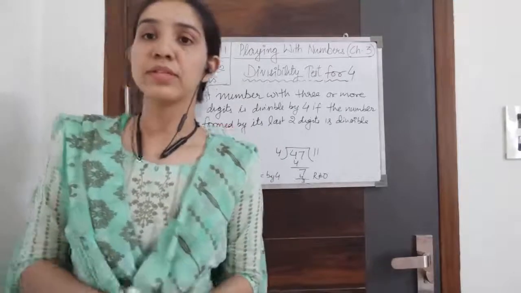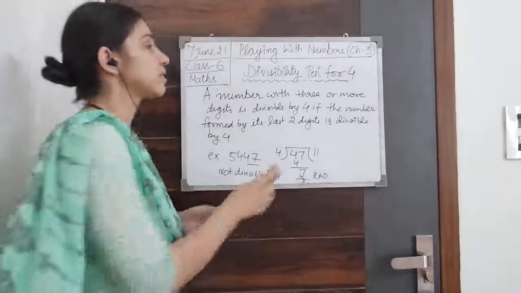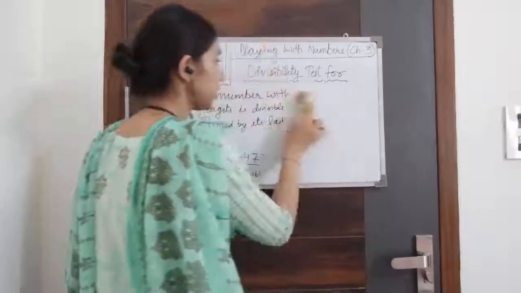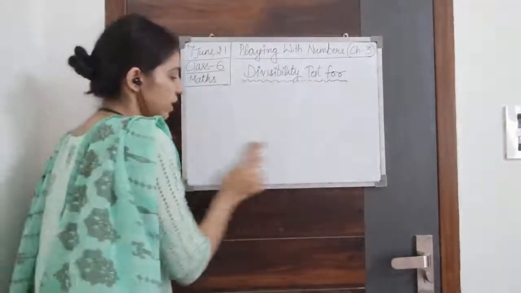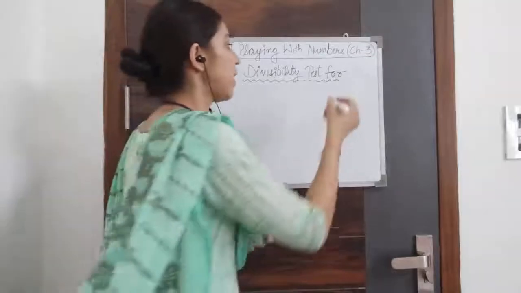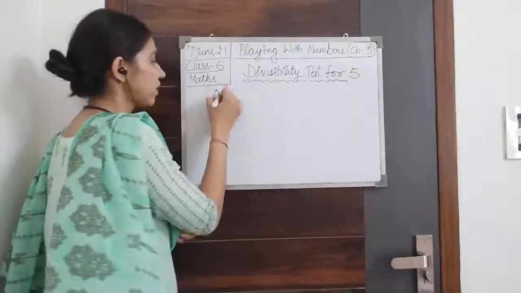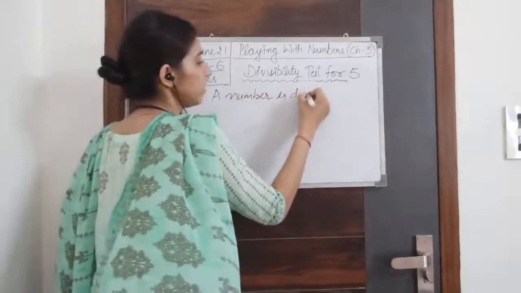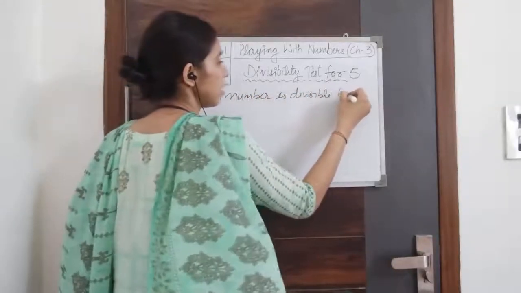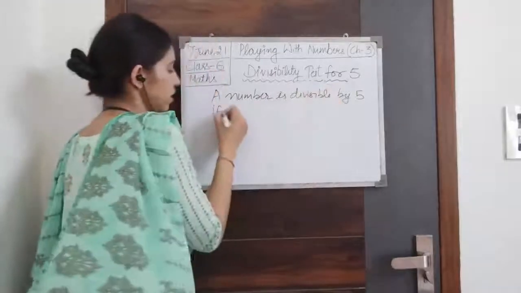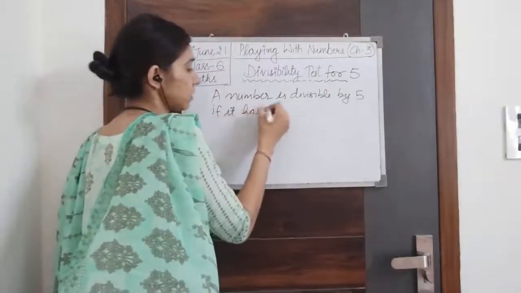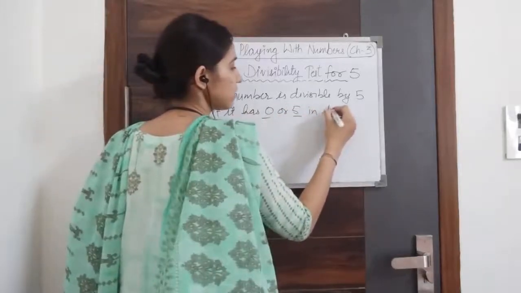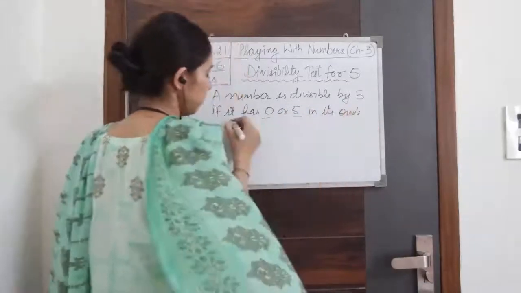5 is quite easy to understand. It is simple in a way that you have to check the ones place. If the ones place is 0 or 5, it means that number is divisible by 5. It says that a number is divisible by 5 if it has 0 or 5 in its ones place.